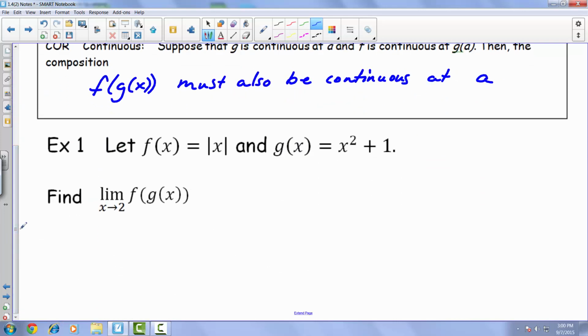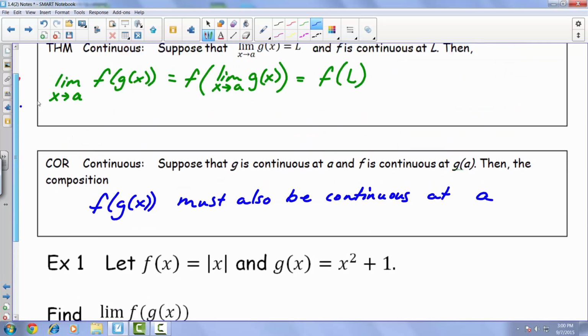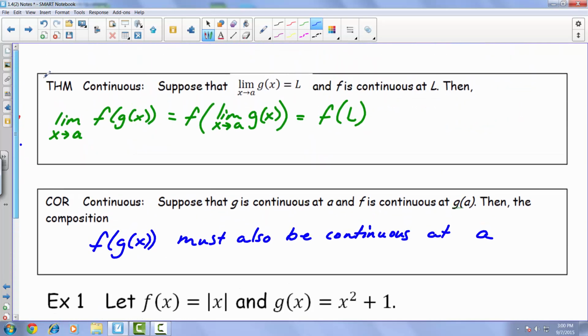Now looking at example 1, we can go ahead and answer these questions. The limit as x approaches 2 of f of g of x. Well, again, according to our theorem dealing with continuity with functions, we can bypass this f function, apply this limit to our g function as we see here, find this specific limit, and then plug that into our f function.